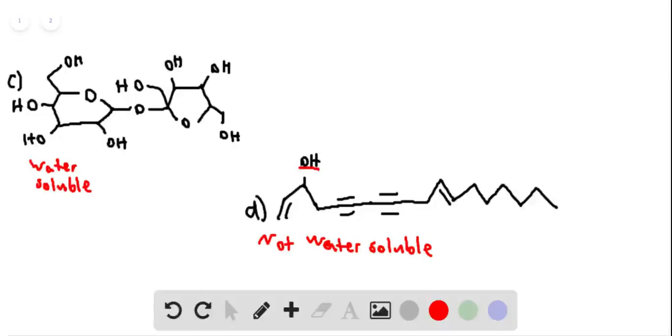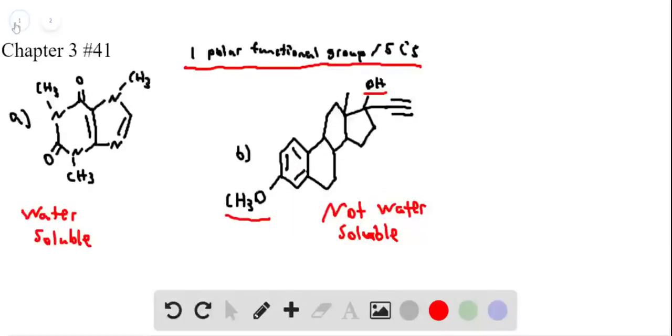And let's see, what is that? Cicutoxin. So this is some type of poison. So it's probably good that it's not water soluble. And so that's the way to approach this problem. Just remember this one polar functional group per 5 carbon rule, and then apply it to these structures. And that's the answer to Chapter 3, problem number 41.